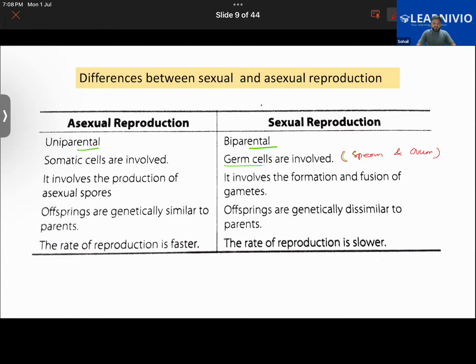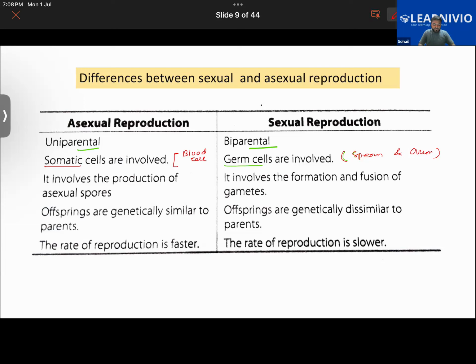Somatic cells would be the cells apart from the sperm and ovum cells found in the different parts of the body. To give you better clarity, somatic cells would be cells like, for example, blood cells. Do blood cells have any role to play with reproduction? In the case of sexual reproduction, obviously no.